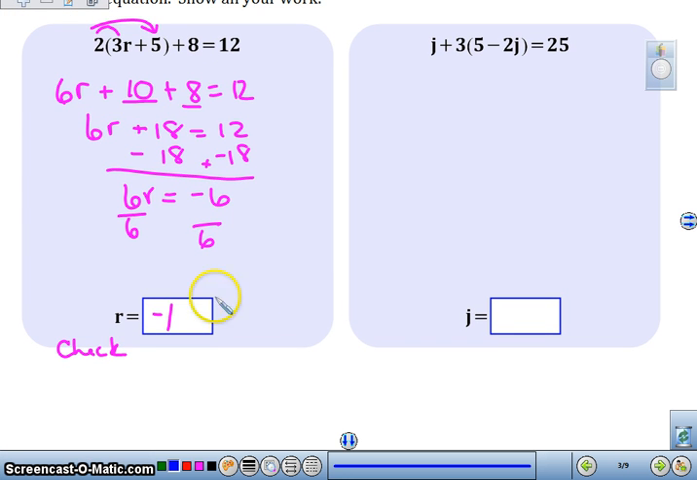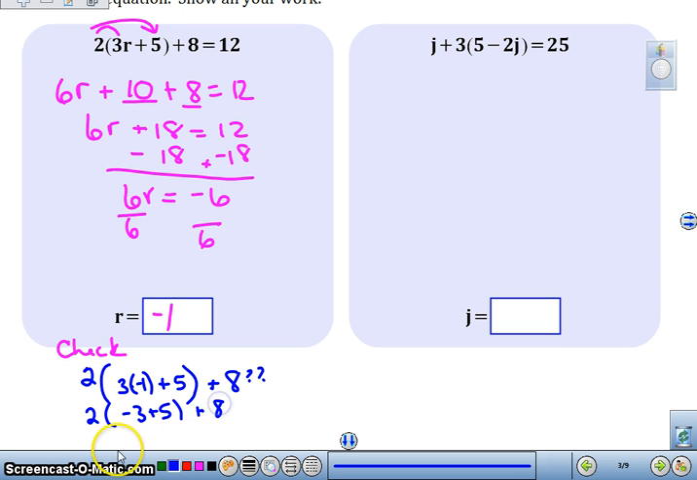So if we are checking this, I should have 2 times parenthesis, 3 times a negative 1, plus 5. If I put it in my calculator, I'm putting that parenthesis in, plus 8, question mark. If you didn't want to put it in your calculator, you still could do that. 2 times negative 3 plus 5 plus 8. You get 2 times 2 plus 8, and 4 plus 8, yes, it does check, it's 12.